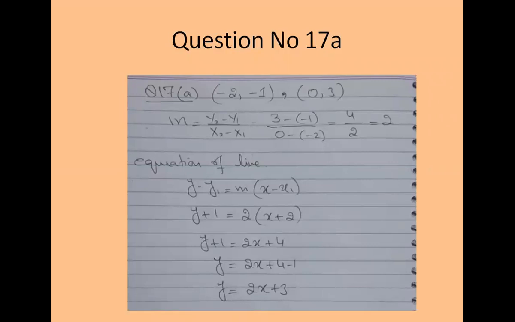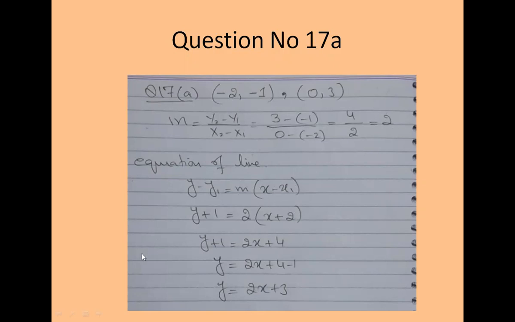If you want to find the equation of this line, I can apply the formula y minus y1 is equal to m bracket x minus x1. That's the formula we use to find the equation. I will use this point and this gradient. In the y1 I will put minus 1, in the x1 I will put this, and in the place of m I will put this.